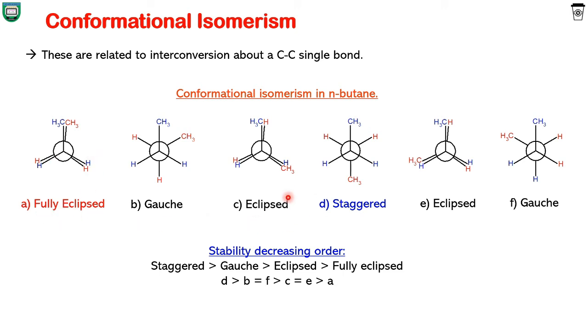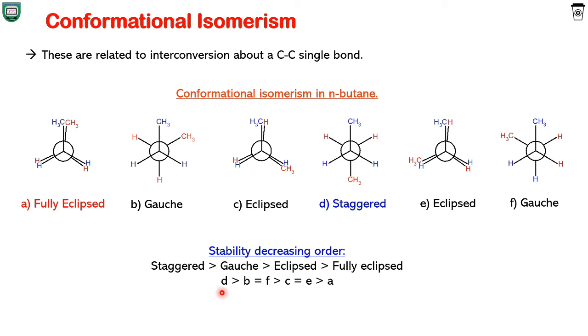While in just eclipsed, CH3 and H are near, H and CH3, H and H. C and E are similar in energy. And gauche, B and F, where the methyl groups are still a little bit apart, not very near, but not completely on opposite sides, like in the staggered. In the staggered, the methyl groups are completely on opposite sides. So this is the highest stability conformer of all the conformational isomers of n-butane.